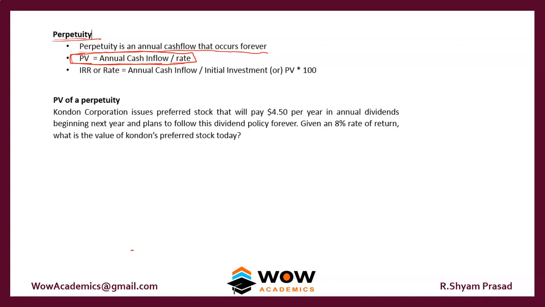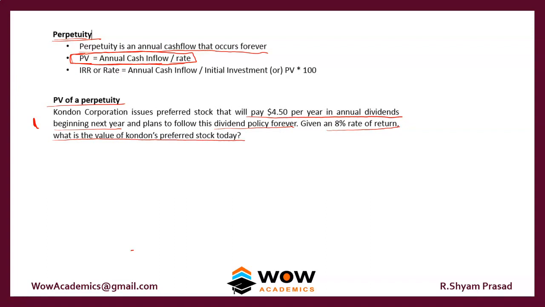So we'll start. PV of a perpetuity. Condon Corporation issues preferred stock that will pay 4.5 per year in annual dividends beginning next year. Okay, beginning next year is the first year. So this year end or next year beginning are both the same. So it is the first year, and it plans to follow this dividend policy forever. Given an 8% rate of return, what is the value of Condon's preferred stock today?